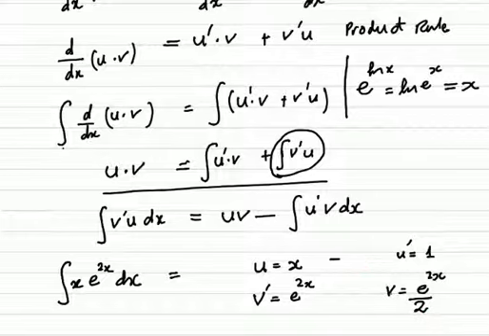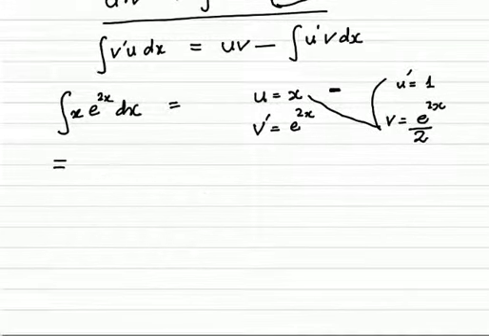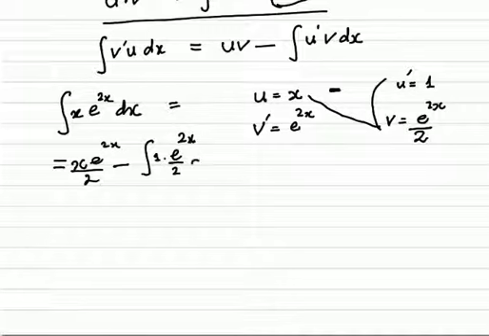Now, once you've done that, according to the formula, you bring together v and u, then take v prime and v under the integral sign. And then what you do is you subtract that integral. So in this case, this is going to come up as x e to the power 2x over 2 minus the integral of 1 times e to the power 2x over 2 dx.